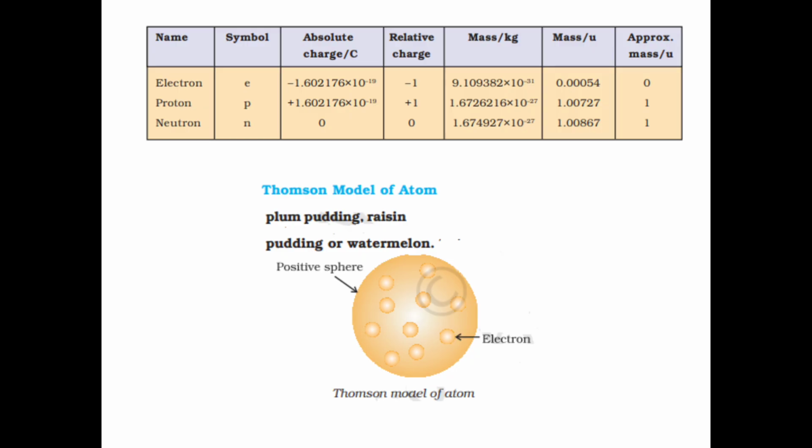This is the Thomson model of the atom, the watermelon model of the atom. It is also called the plum pudding model. Here is a positive sphere, and the electrons are embedded in this positive sphere like the seeds of a watermelon.